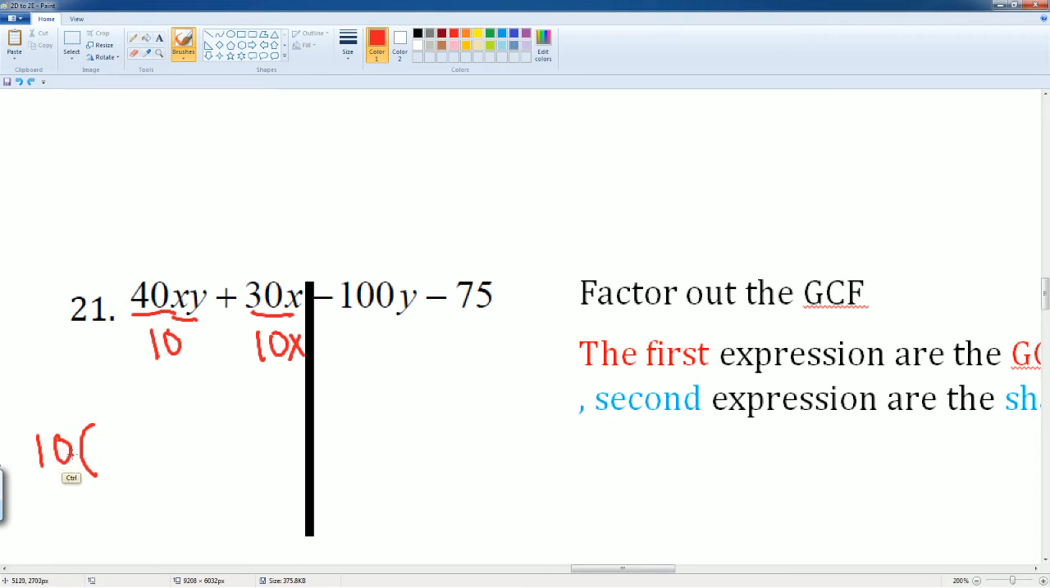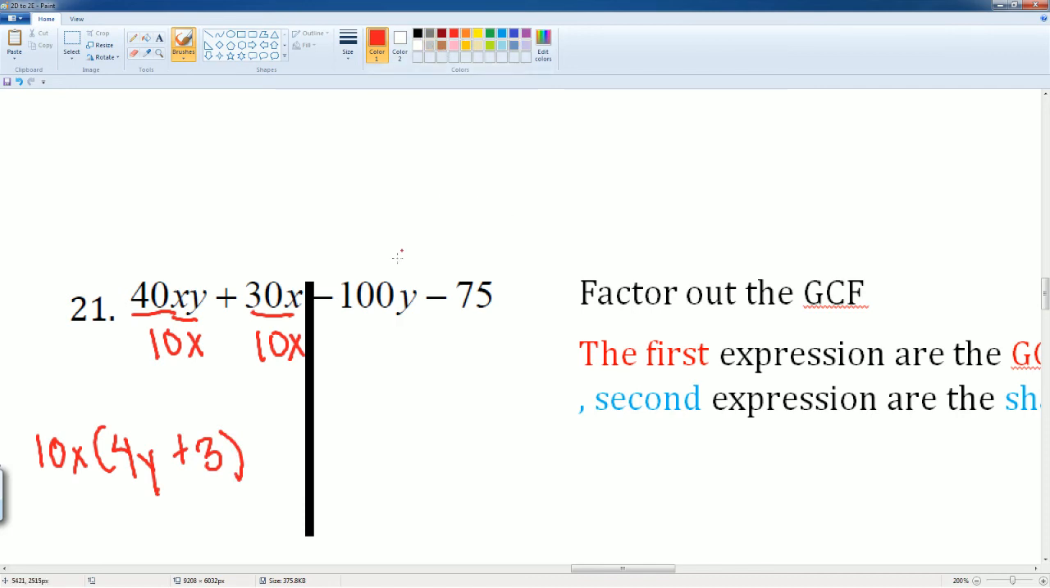So let me just fix this. So it's 10x. That's the greatest common factor. So 40 divided by 10 is just 4. X divided by x, nothing, 1, then leaving you with a y. Then we add that. 30 divided by 10 is just 3. X divided by x is what's left.